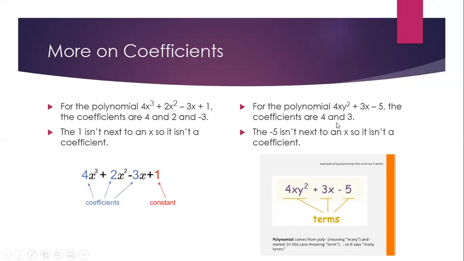Second example. For the polynomial 4x y to the 2 plus 3x minus 5, the coefficients are 4 and 3. Now notice that we didn't include -5. But there's a reason why we didn't include -5. Because -5 isn't next to a letter, so it isn't a coefficient. Also notice that there are 3 terms. 1, 2, 3. So the coefficients in this case are the 4 and the 3 because they're right before a letter.